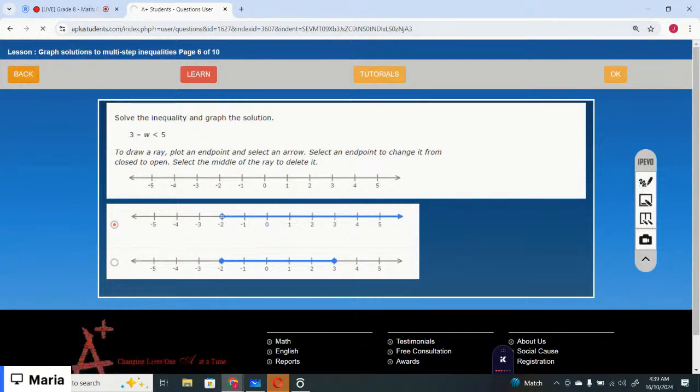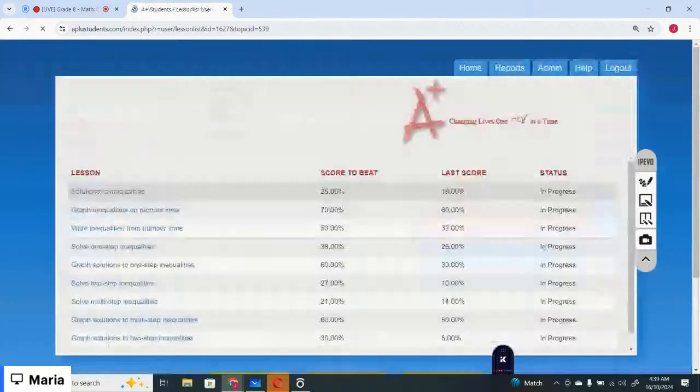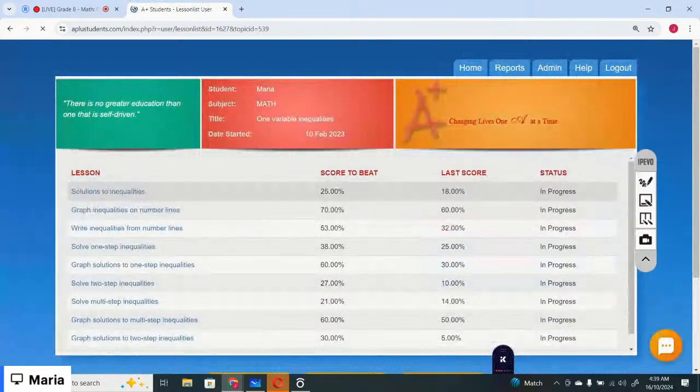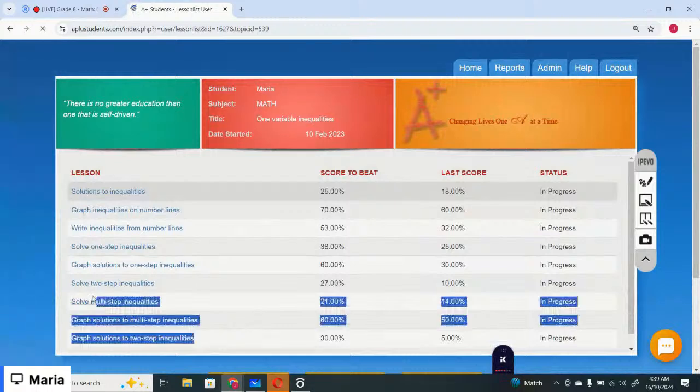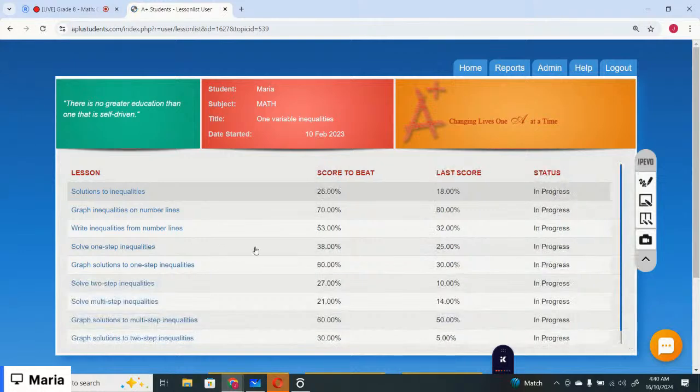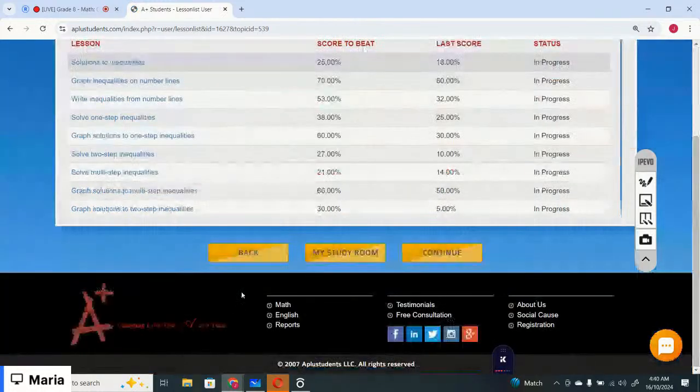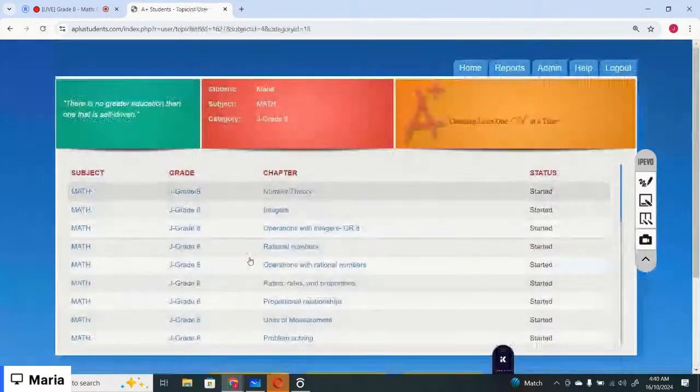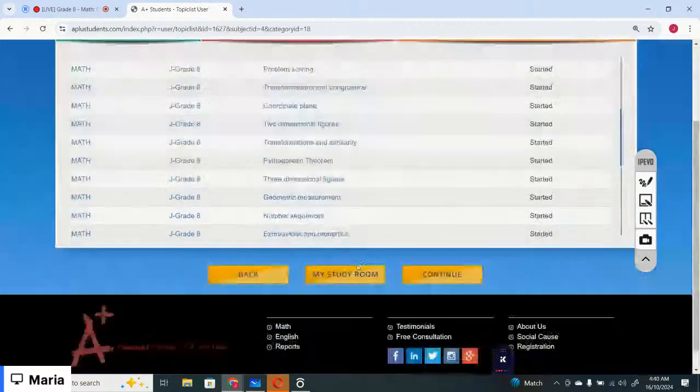So we were working on grade 8 math. The chapter we were working on is one variable inequalities, and the lessons we have covered today are solve two-step inequalities, solve multi-step inequalities, graph solutions to multi-step inequalities, and graph solutions to two-step inequalities. So please make sure before the next session you complete all the practice questions for the lessons we just did. That is your homework until the next session.